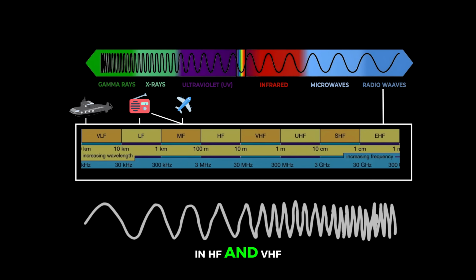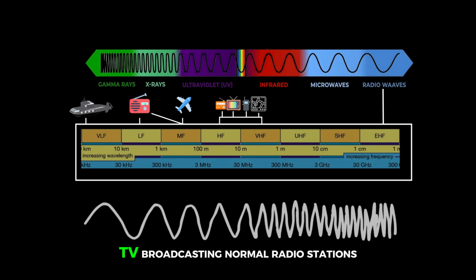In HF and VHF, you've got everything we know as traditional radio, TV broadcasting, normal radio stations, navigation systems, walkie-talkies, and city communication systems like police and ambulance radios.